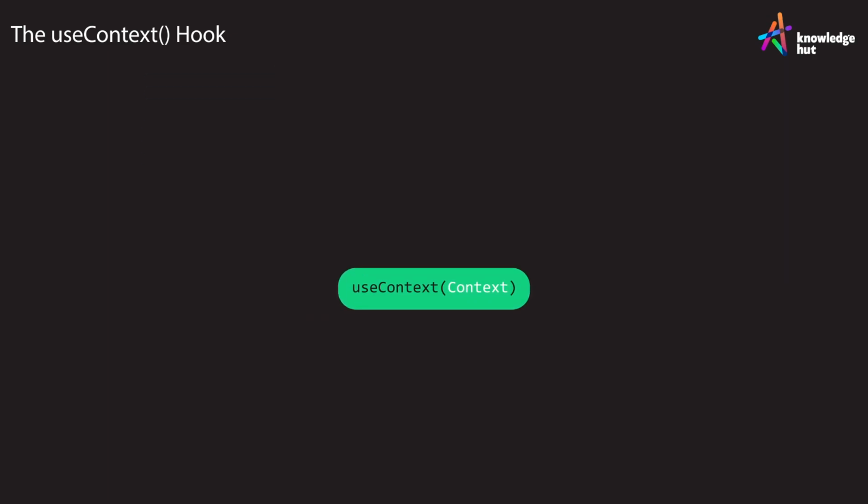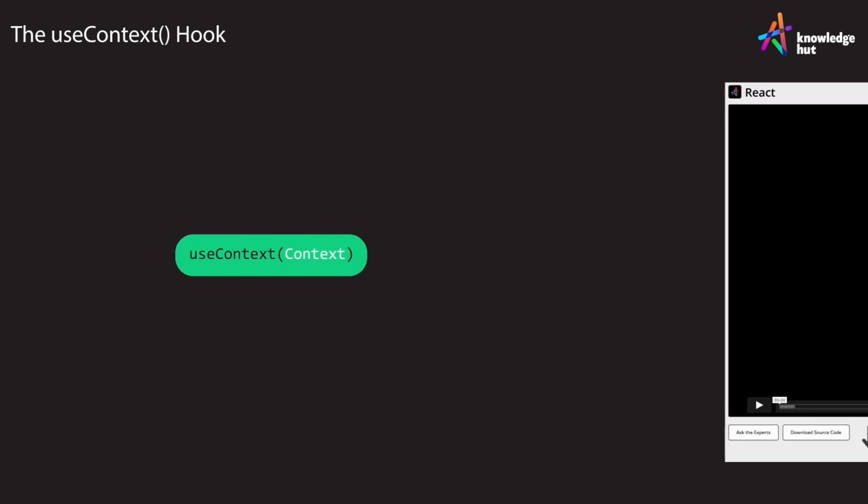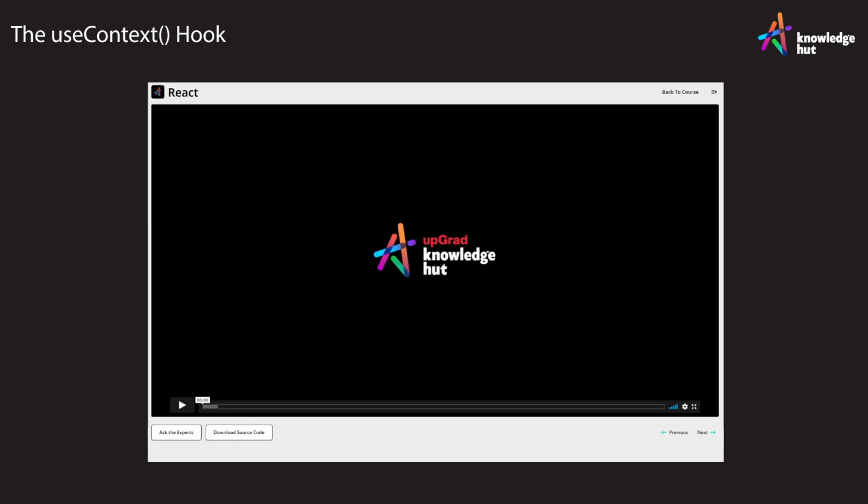When working with function components, we can avoid this situation and in fact completely do away with context consumer components by using the useContext hook. Let's see this in action. Begin by downloading and setting up the project from the link given on the screen, and as always, fire up the development server.